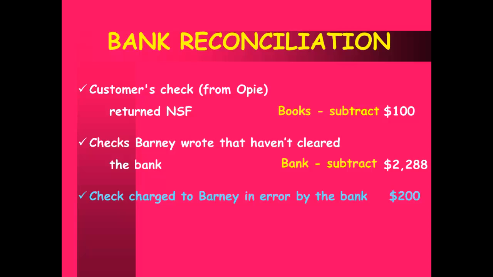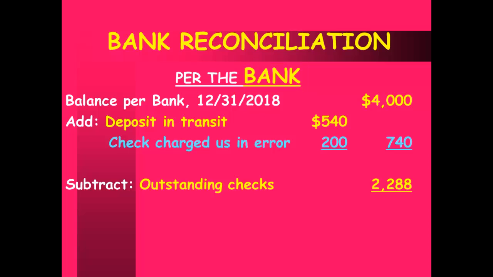The bank is wrong. Should we add or subtract that to the bank balance? Add. Why? Because what's going to happen? Barney's going to call the bank, and next month the bank is going to put that amount back into Barney's account. So when they fix it, it's going to make my bank balance go up. So let's put that on the bank side under add. Well, I happen to know that that's the end of the bank side of things. So let's go on and finish up the bank portion.